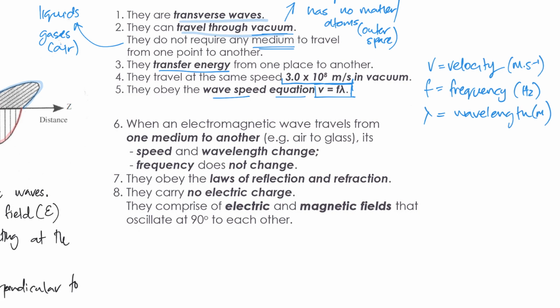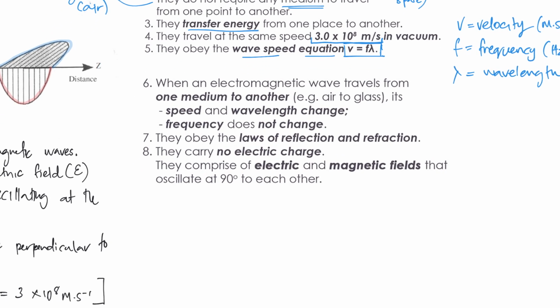And we measure that in meters. When an electromagnetic wave travels from one medium to another, its speed and its wavelength change. Frequency does not. That just means that I'm going to get things like reflection. I can get stuff like refraction. They obey the laws of reflection and refraction.